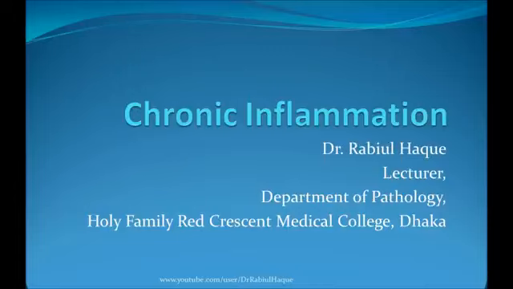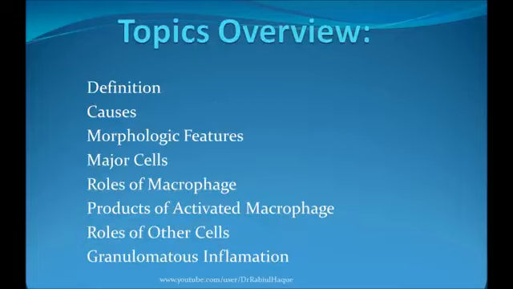Today's topic is Inflammation Part 3, where we will talk about chronic inflammation. This video will contain the definition of chronic inflammation, the common causes of chronic inflammation, its morphologic features, major cells involved in chronic inflammation, and since macrophages are the dominant cell type in chronic inflammation, we will talk in detail about the role of macrophages and how macrophages become activated during chronic inflammation, and also the products of activated macrophages.